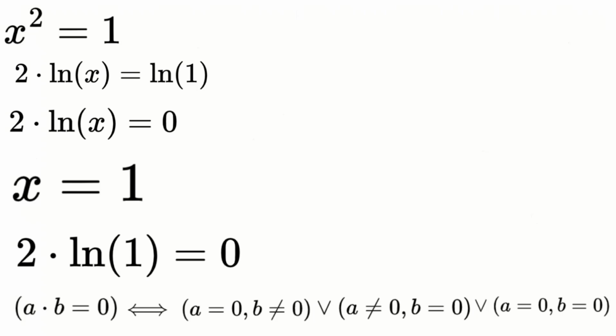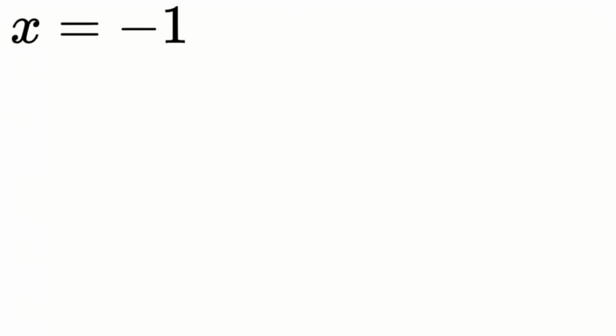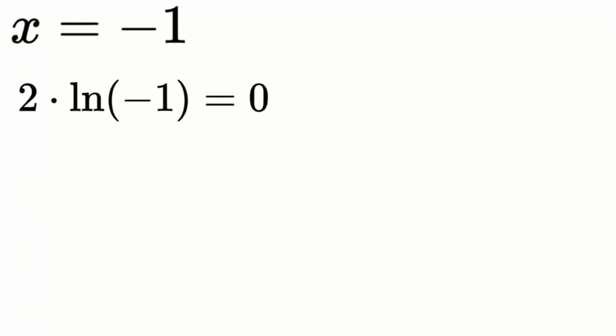So for our equation 2 times natural logarithm of 1 is 0, we apply the second condition. Since 2 is not 0, this means the logarithm of 1 is 0. That means 0 equals 0, so the first root was correct. Now let's move to the second case where x equals -1. So we had the equation 2 times natural logarithm of x equals 0. Now put x equals -1 and we get 2 times natural logarithm of -1 equals 0.